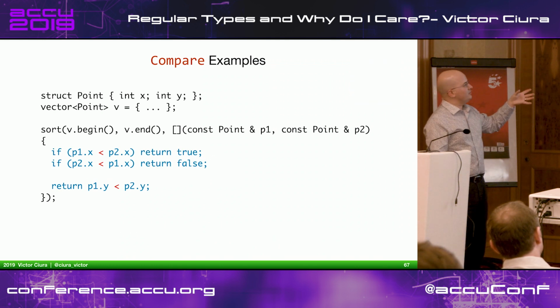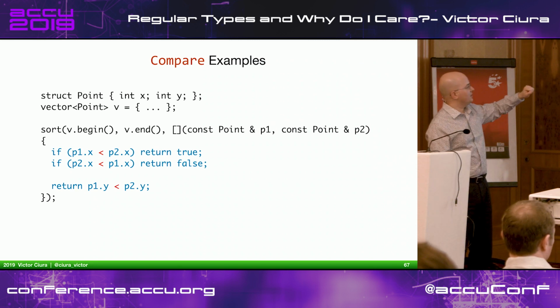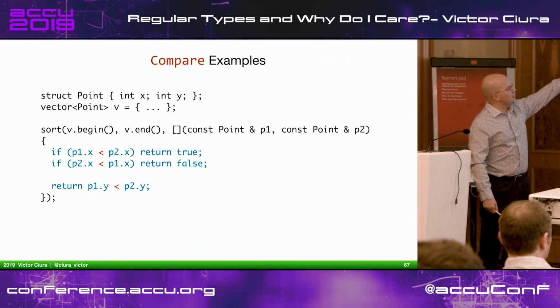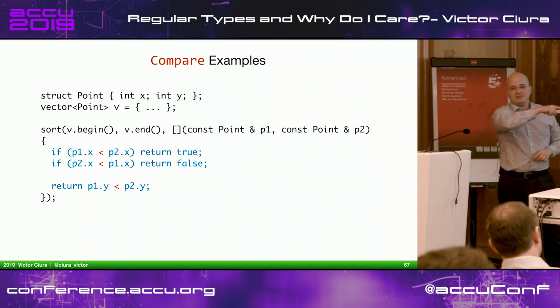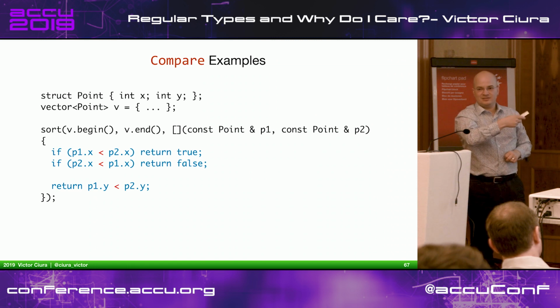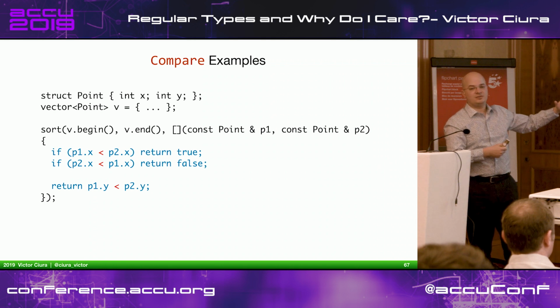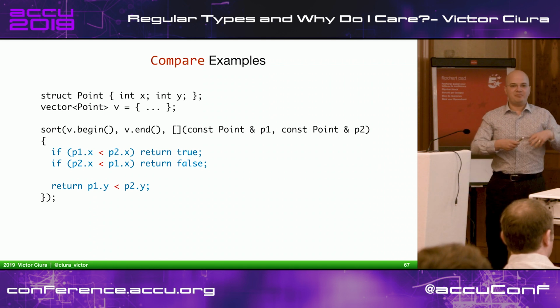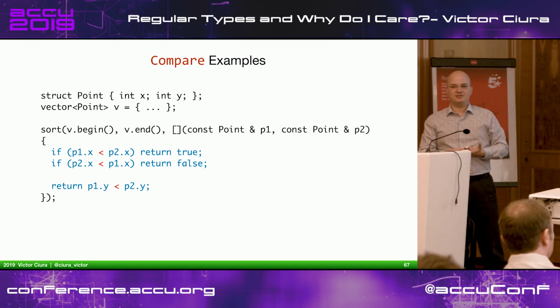We can change it a little bit and say we compare x's first, then we compare y's. So we have two ifs that compare x's, and if we reach this return statement, it means that the points are equivalent on the x criteria. So in case of equivalence on x, we then compare on y. This means we compare by parts. Is this a good predicate? Good. I see a few nods.